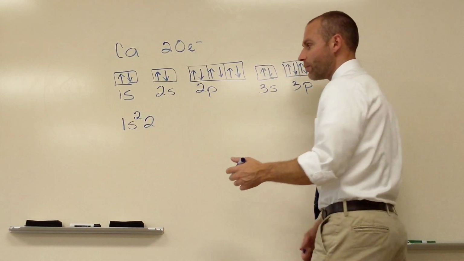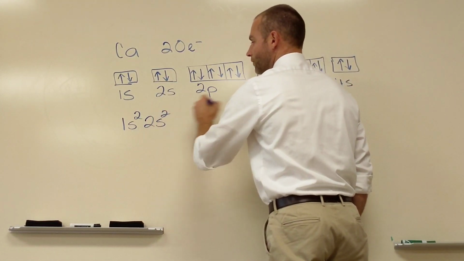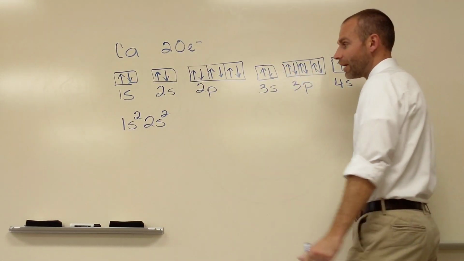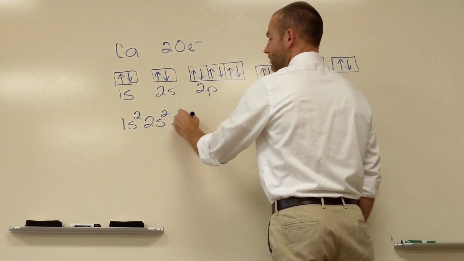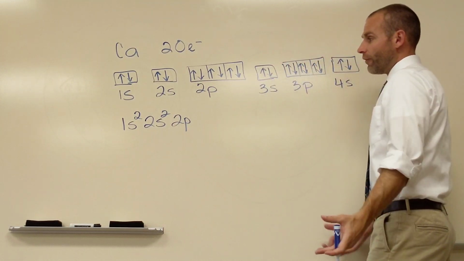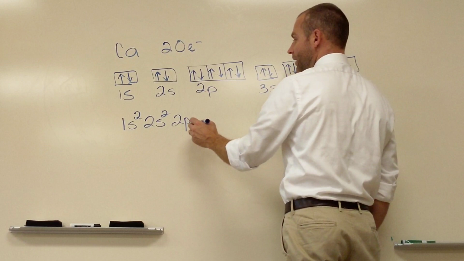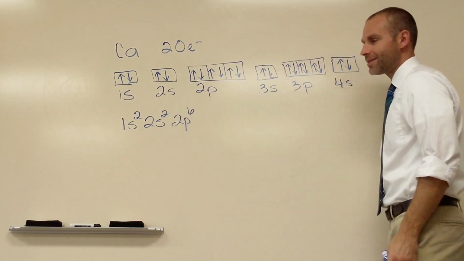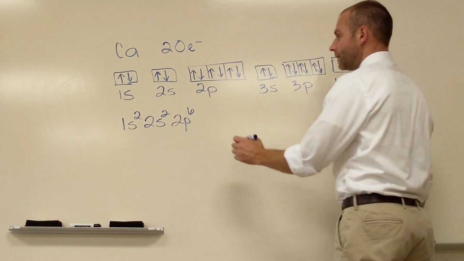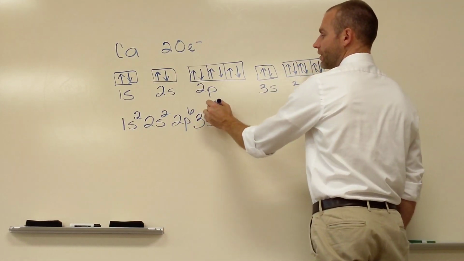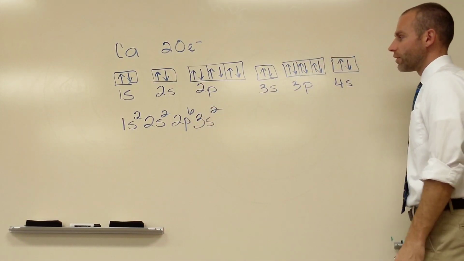The next orbital, the order never changes. We still follow the same order. 2s, and I'm going to put 2 electrons in there. No boxes, no arrows, just tell me how many electrons are in it. After the 2s is the 2p. I've only placed 4 out of the 20 electrons, so I'm going to be able to fill this p sublevel with 6 electrons. After the 2p is the 3s, which is also completely filled with 2 electrons.